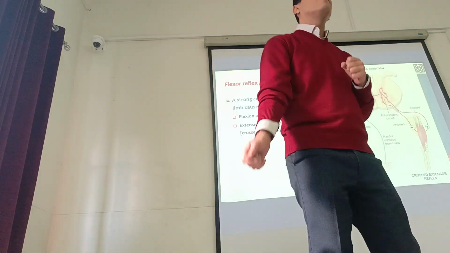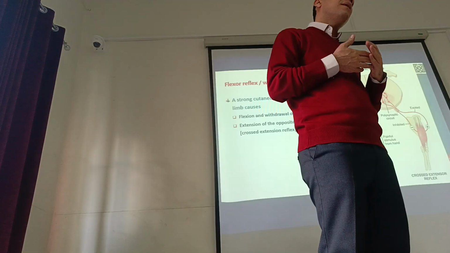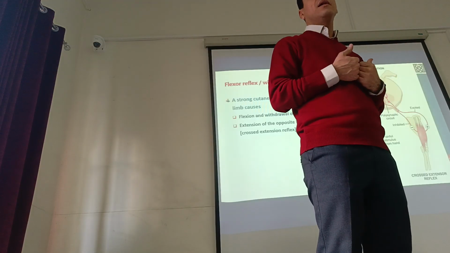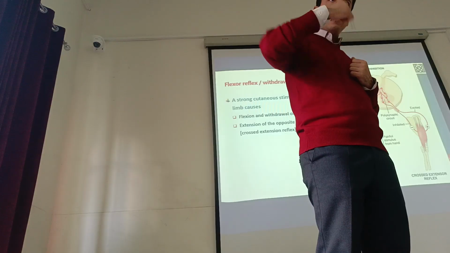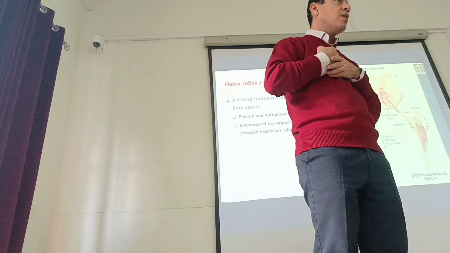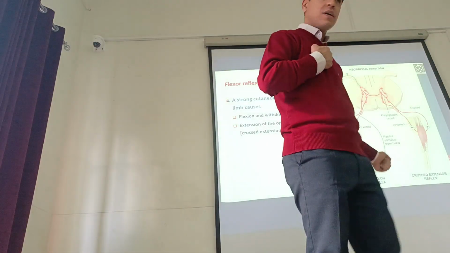Sometimes, when the flexor reflex is very strong, the opposite pattern happens on the opposite limb. So we have flexion in the ipsilateral arm, we have extension on the opposite arm. Right? So let's see.